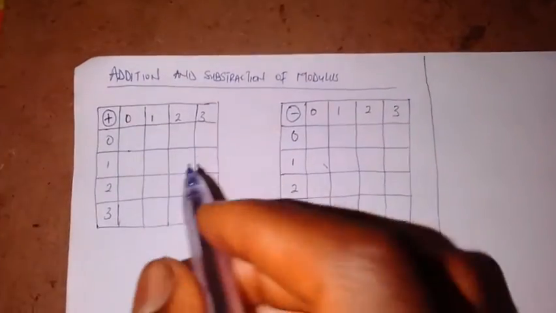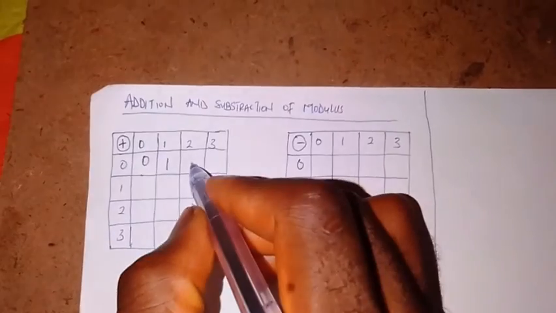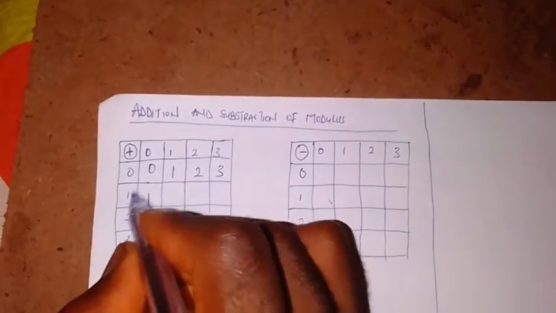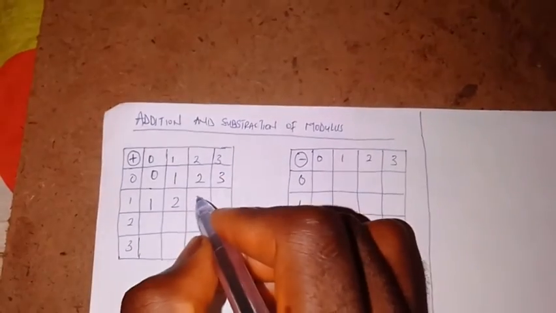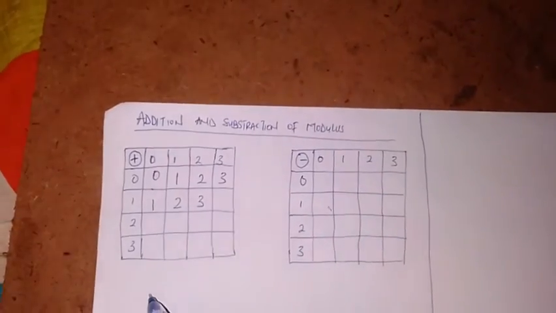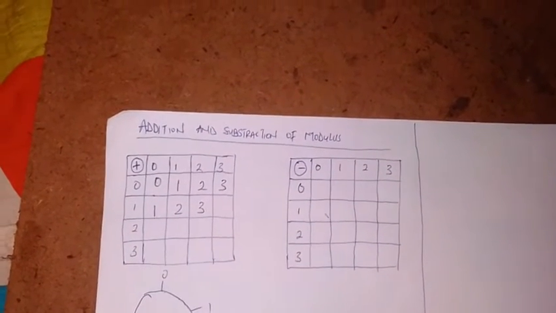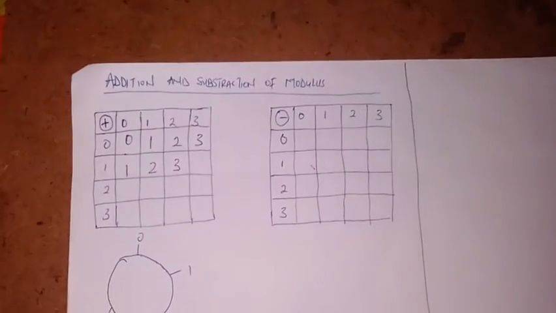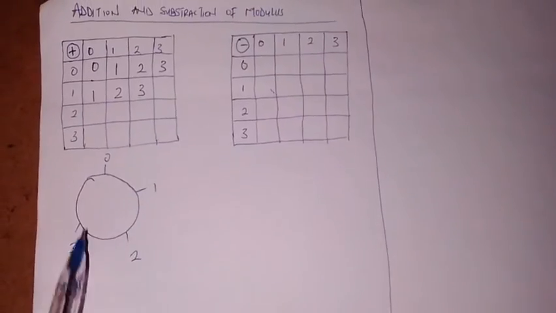So 0 plus 0 here is 0. 0 plus 1 is 1. 0 plus 2 is 2. 0 plus 3 is 3. 1 plus 0 is 1. 1 plus 1 is 2. 1 plus 2 is 3. 1 plus 3 is 4. Now remember, in mod 4, what do I have? 0, 1, 2, 3. It means if I want to get 4, I have to count: 1, 2, 3, 4.